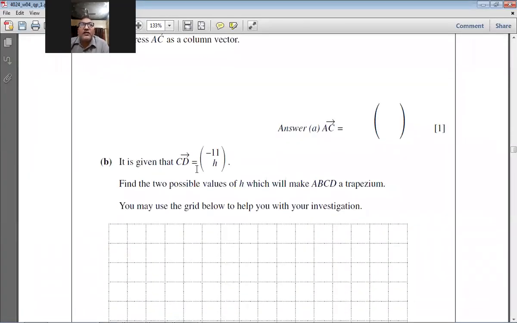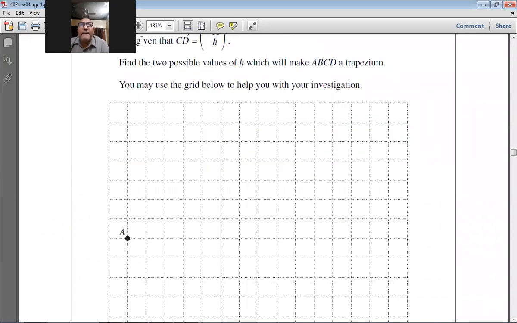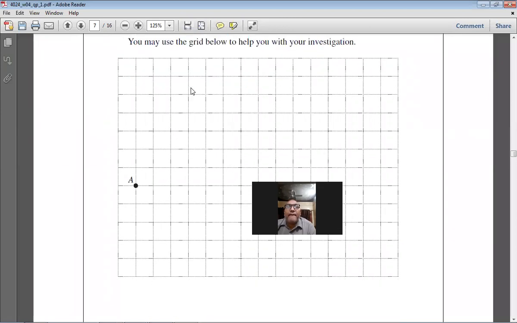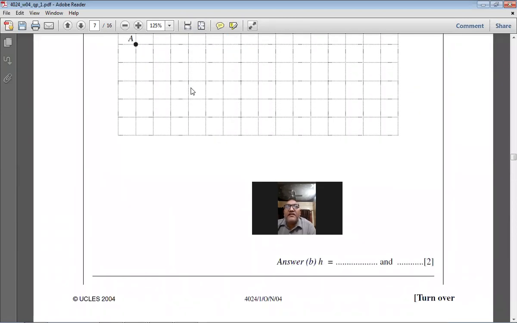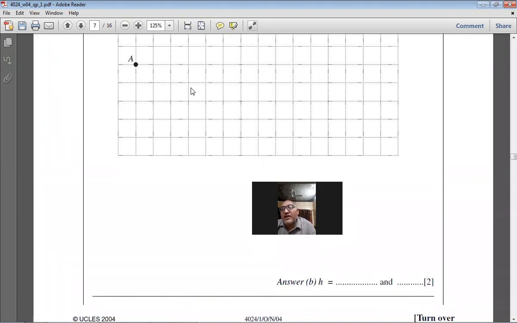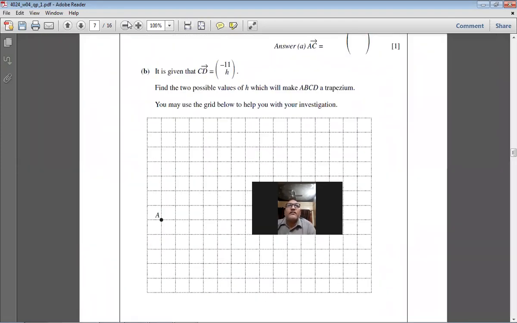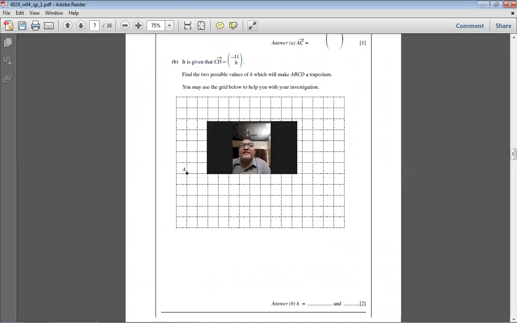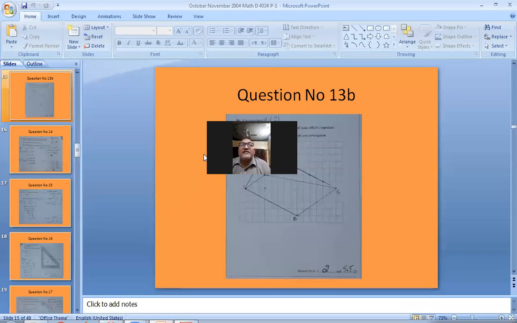Let me show here. It's a 2-mark question. You have to find the value of H. It says that it is given that CD is (-11, H). Find the two possible values of H which will make ABCD a trapezium. You may use the grid below to help you with your investigation. So let me show you how I have done this. Okay, so here we go.